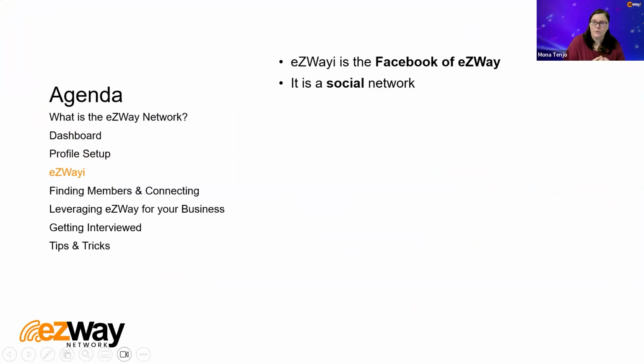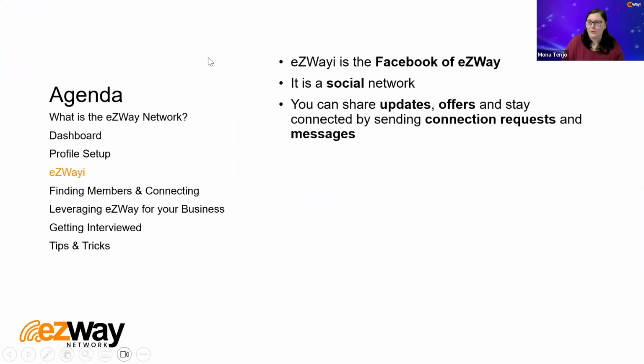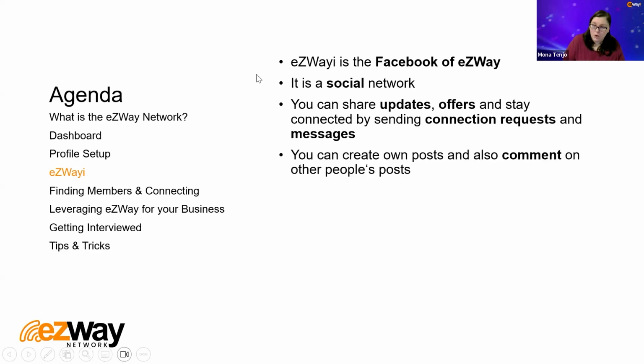And I highlighted the word social, okay? Because of course you can always just post your own stuff. However, you want to interact because it is a network, right? So you can share your updates, you can share your offers, you can stay connected by sending connection requests, but also messages, right? So you want to stay in touch with other people. You can create your own posts, but you can also comment on other people's posts.